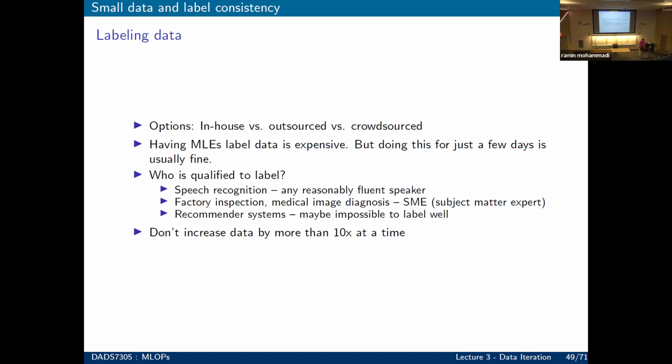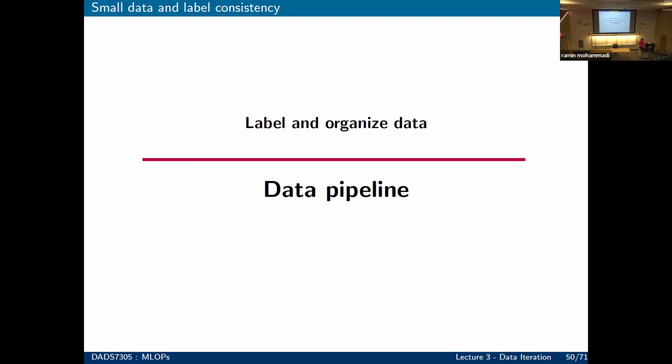But for the third one, you want to decide what should you recommend, who should you recommend? It becomes challenging, right? Because it doesn't matter if you have a subject matter expert, it's basically based on opinion what you should recommend. So a task like that becomes basically difficult to label. And finally, don't increase data by more than 10 times, basically 10x at a time. Don't just go over 1 million records and stuff like that.